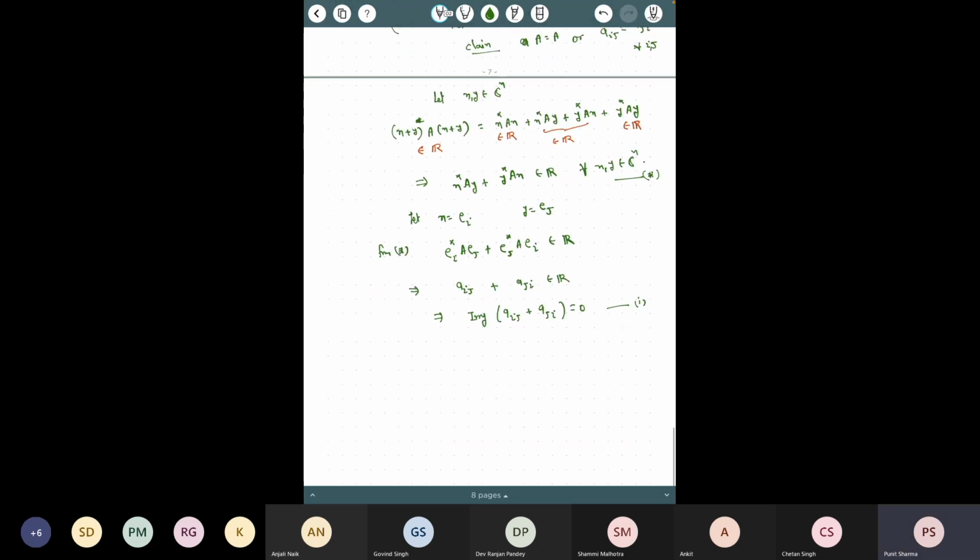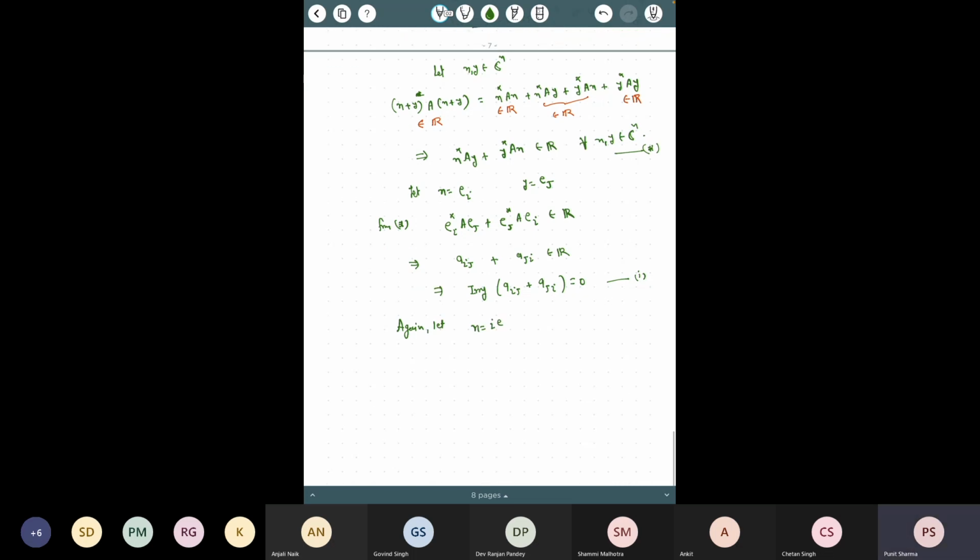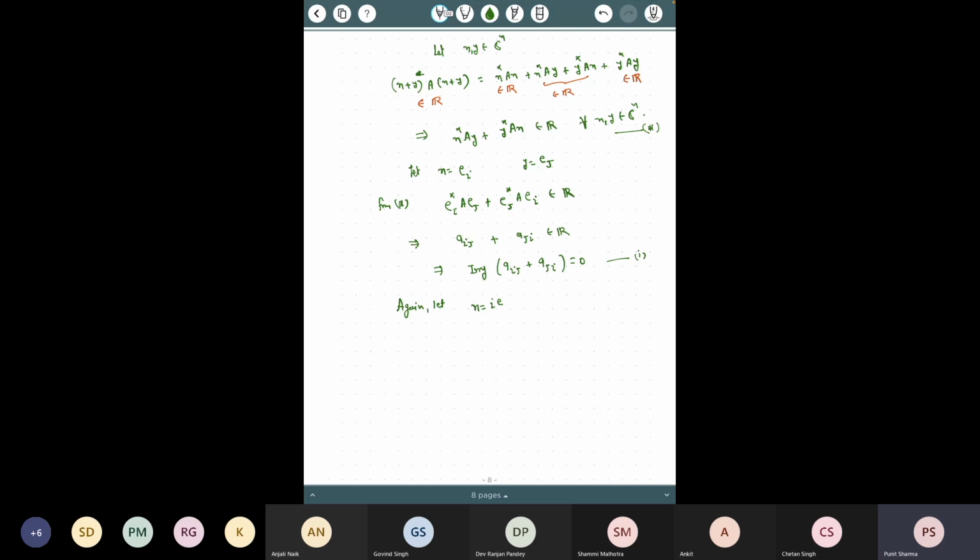Similarly, I will show that the real part of something is 0, and using those two equations, I would be able to say that a_ij is equal to a_ji bar. Now again you let x as e_j. So now you see why I was using k here, because I want to use I as the complex number. So I'm replacing I by k just to avoid the confusion.